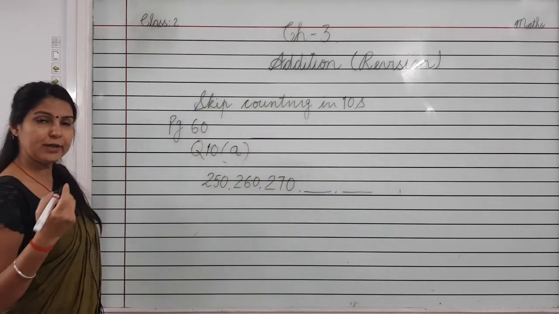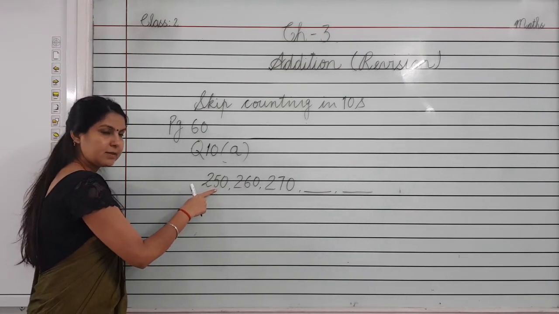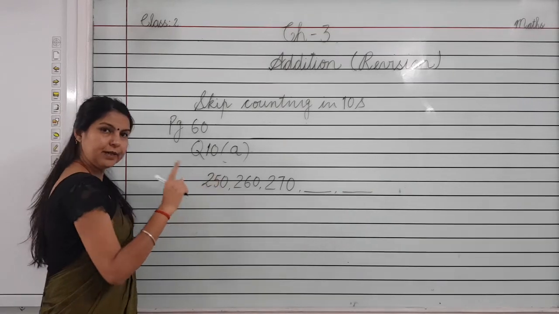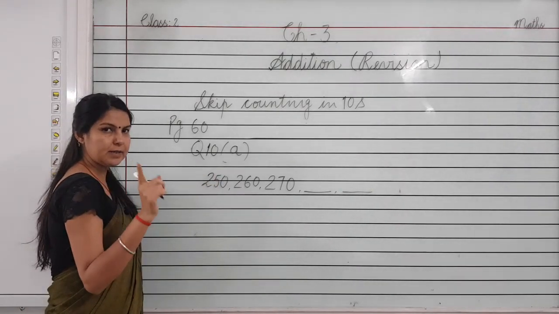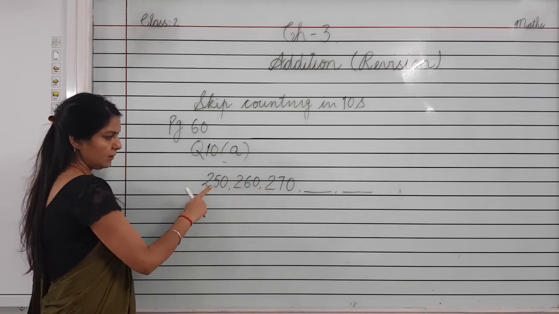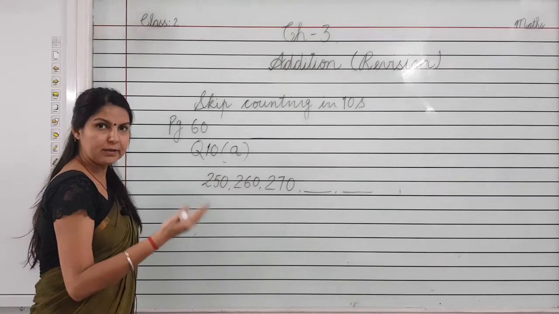So children, what can you see here? You can see here only the tens place digit is changing. Only the tens place digit is changing. The other 2 digits are the same. Like here 2, 2, 2. Here 5, 6, 7. So we are moving further.